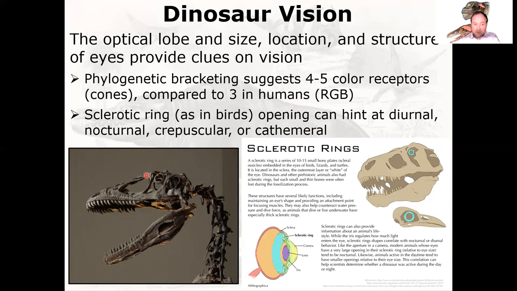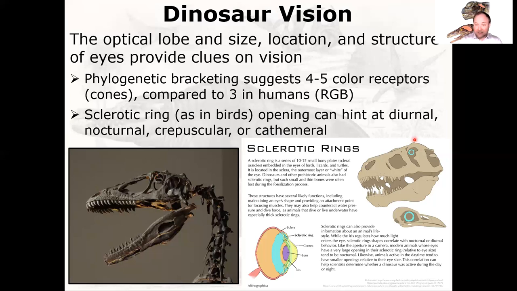This is a velociraptor skull here. You can see the eye opening here. A lot of people want to put the eye in here. That's kind of the sinus opening. The eye goes in this hole here, and you can see the other openings behind the eye, the diapsid openings. But you can see the sclerotic ring here with this very wide opening. Velociraptors were probably nocturnal hunters.